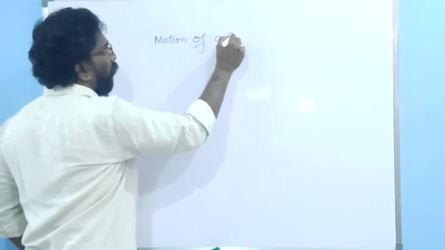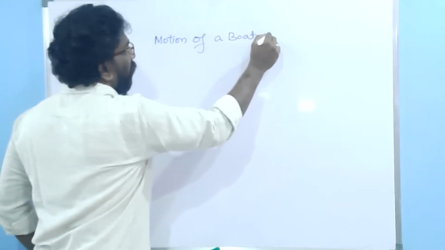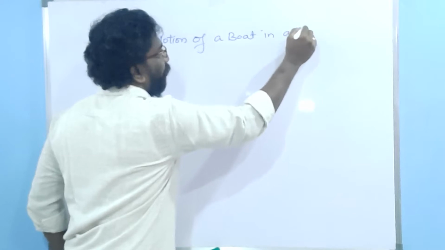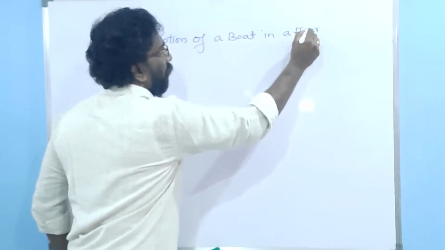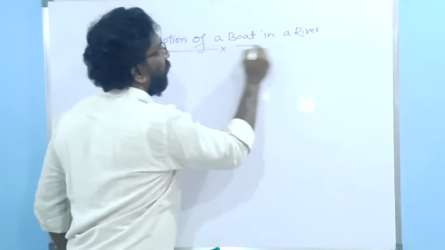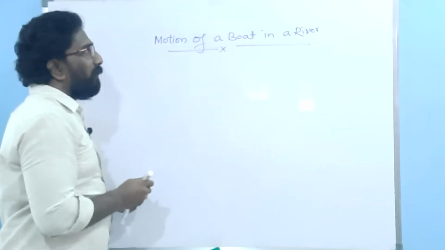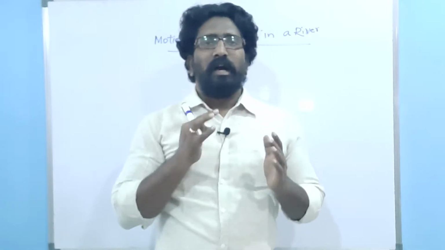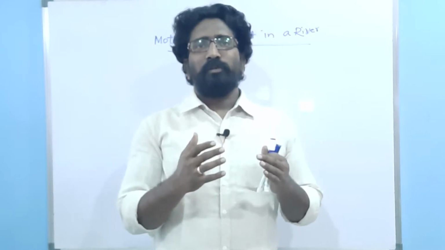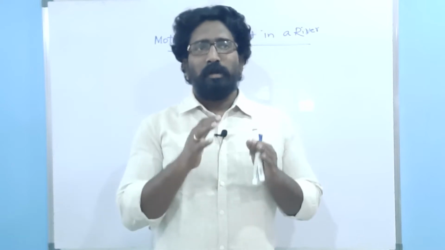Motion of a boat in a river. So see now, when we try to study about motion of a boat in a river, we should understand how the water is flowing. Depending upon the flow of water only, the amount of force the particular boat has to apply in order to move on the flowing water.